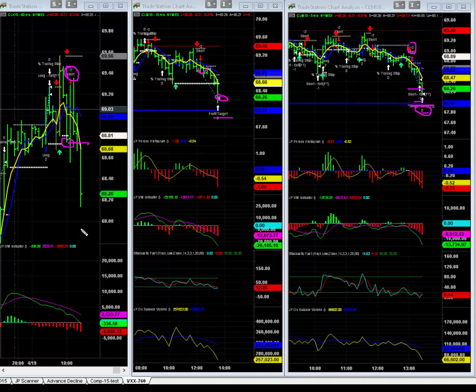And knowing the system, it needs a little bit more downside, or it will trail a stop if this thing continues to move down, and that'll be a good thing.